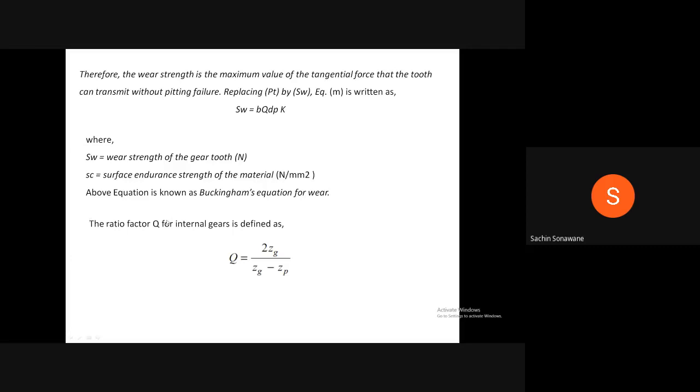The ratio factor Q for internal gears is defined as Q is equal to 2Zg divided by Zg minus Zp. This is for internal gear. Whatever expression we have seen is for external gear. External gear means the gear which has teeth externally. Therefore, write down this and we'll stop here.